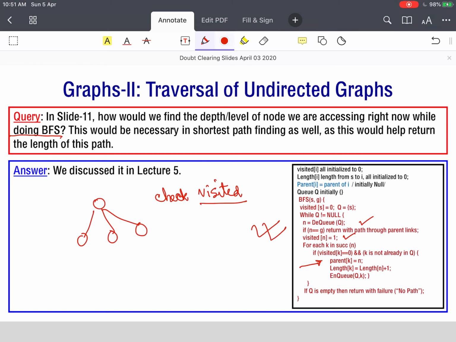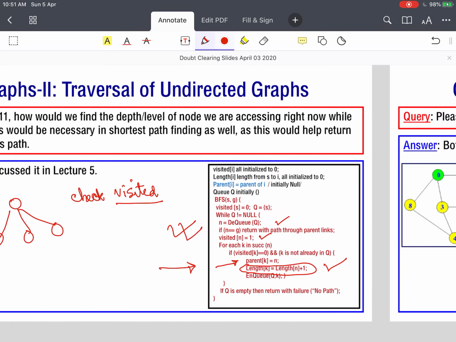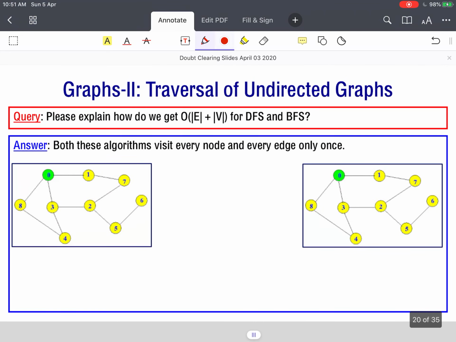If it is not visited, then we know we have come to it for the first time. In BFS, you can show that if you come to it for the first time, then you come to it with its shortest cost path. And that is where we increment the length by 1. And this length will give you the shortest cost path and the length of the path, and we can easily use this version of the algorithm.